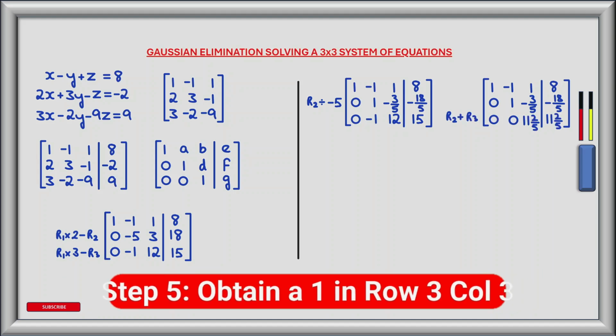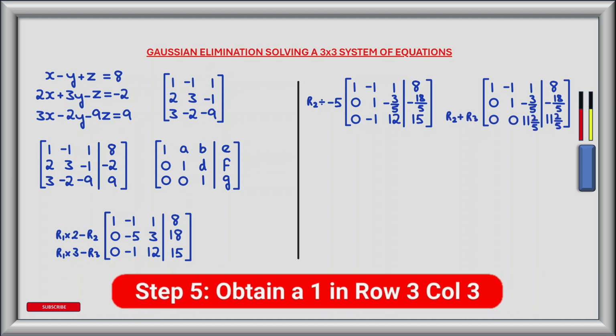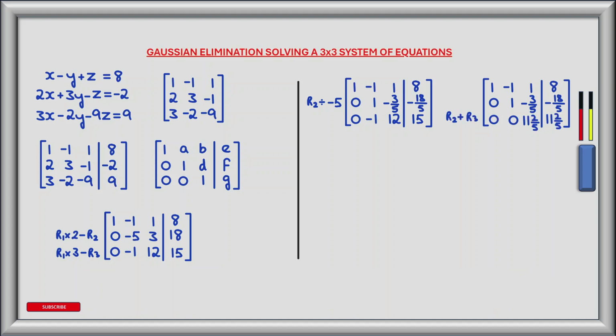For step number 5, we need to use row operations to get a 1 in the last row and the last column. So we need to replace 11 2/5 shown here with a 1. And to do this, we can divide row 3 by 11 2/5. And this will give 0, 0, 1, and 1. So we've now reduced our matrix to row echelon form.